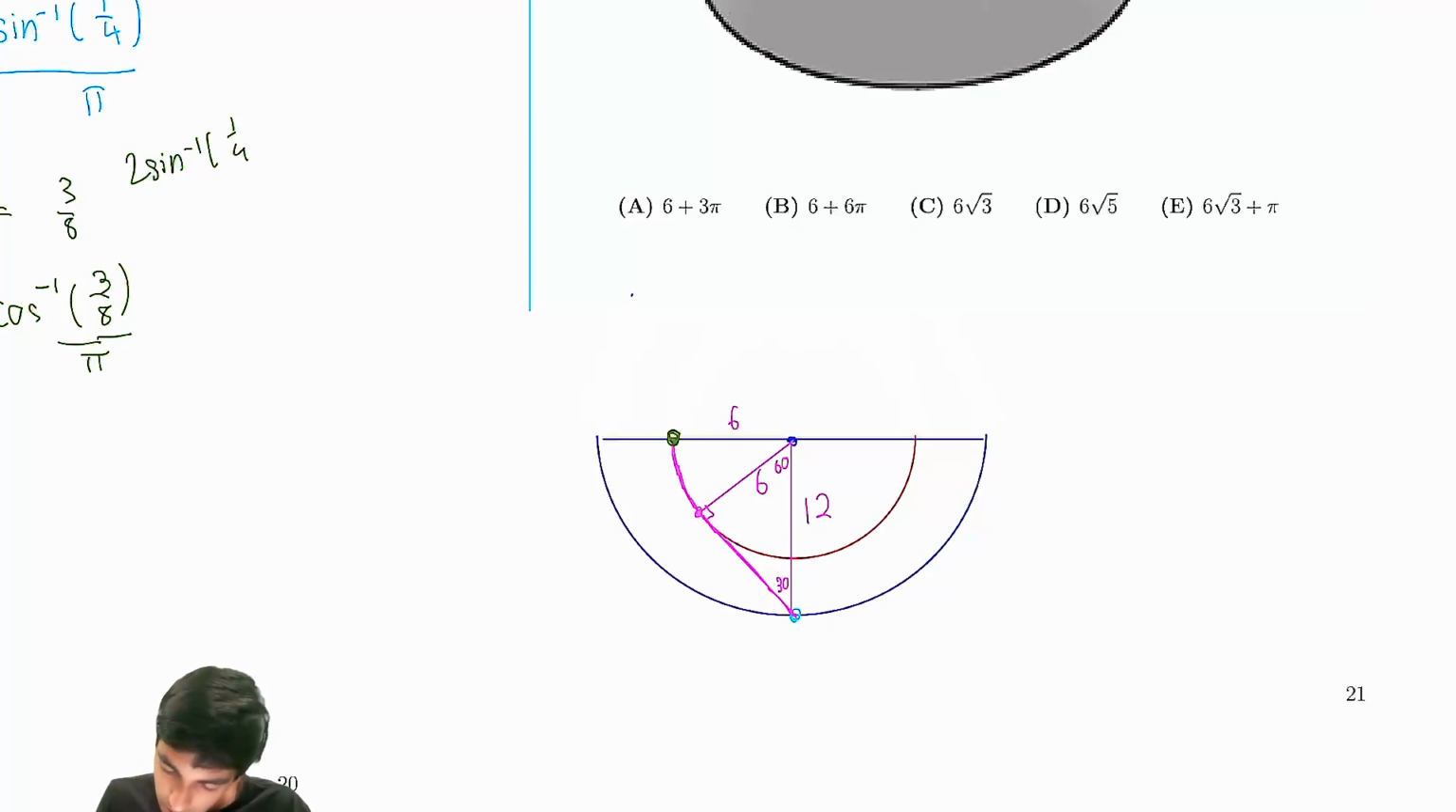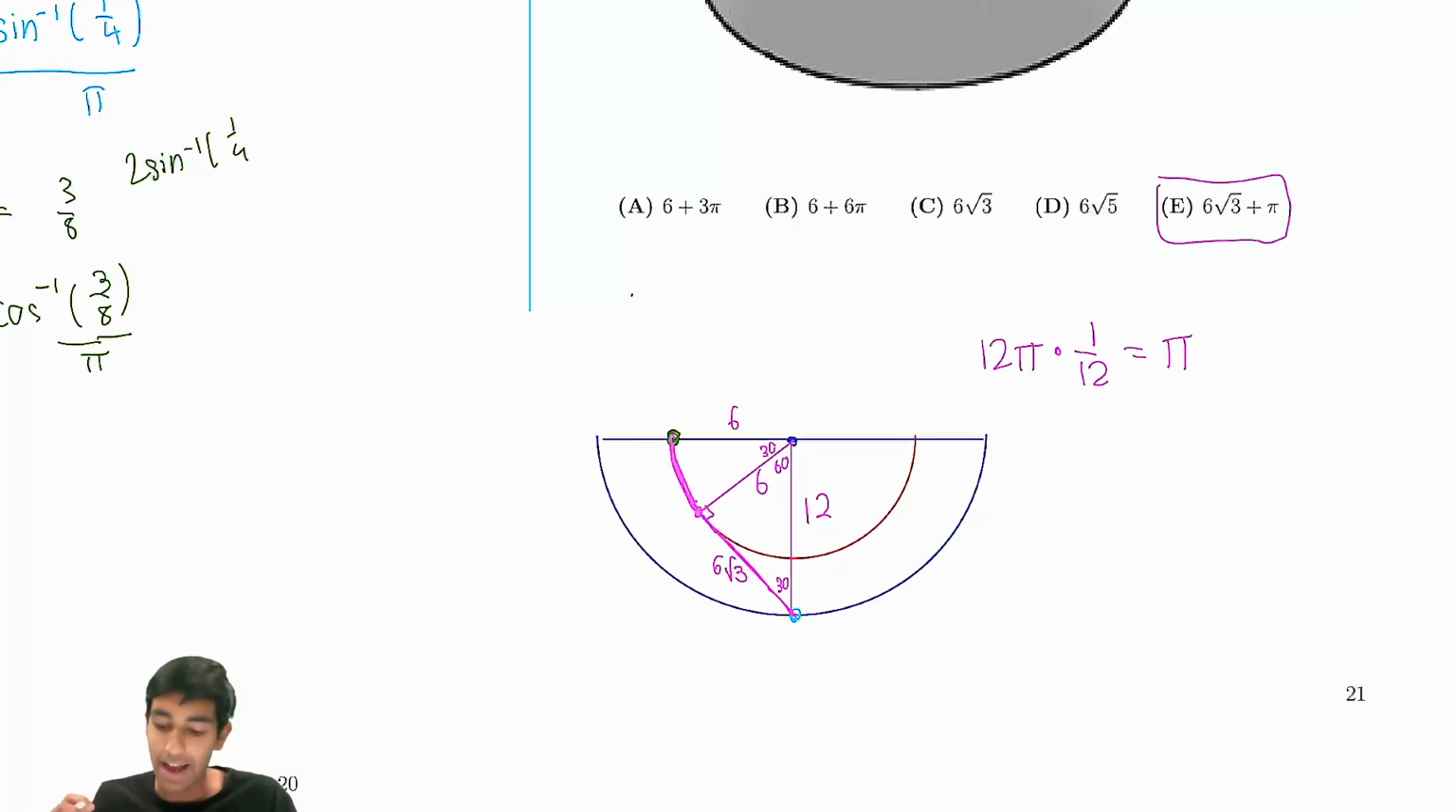Nice. And then this is 30. So now this is going to be 6 root 3 just by 30, 60, 90s. And this second part, the arc, is going to be 12 pi, the circumference, times 1/12, which is just pi. So our answer is just E, 6 root 3 plus pi. That's the total length of this path.